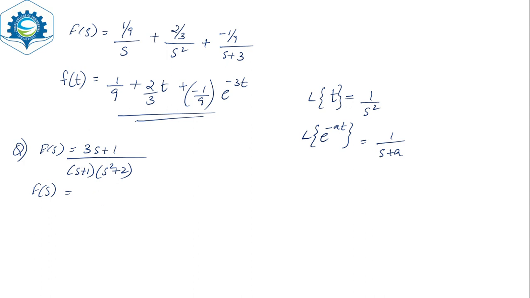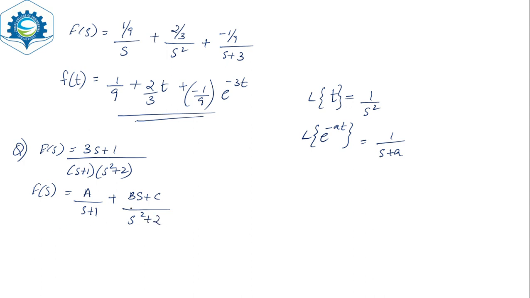For the term s plus 1, you can take it as normal a divided by s plus 1. But for the next term, you can see that it is a second order polynomial, and it cannot be split further into proper multiples. If you try to split it, you will get complex terms. So in such cases, if it's a square term, you have to take it as bs plus c divided by s square plus 2.